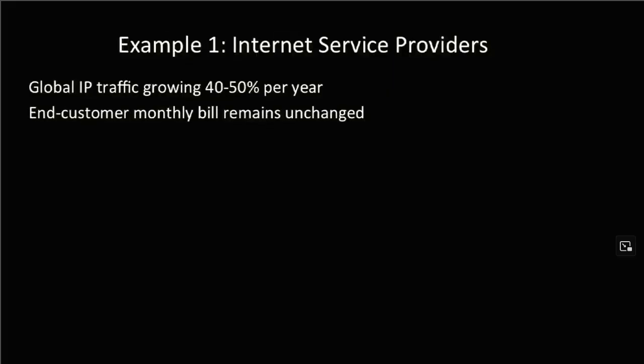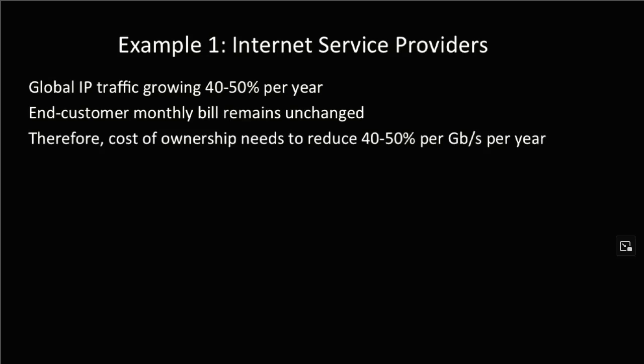We're expecting to pay less. We have this expectation that the price will go down. So therefore, the cost of ownership for the internet service provider must be reduced by 40 to 50% per gigabit per second that they carry per year. In practice, they're doing a pretty good job, and they're reducing it maybe by 20%. I think actually in practice it's less than this. What is the consequence of that? Well, pretty obvious what's going to happen over time.